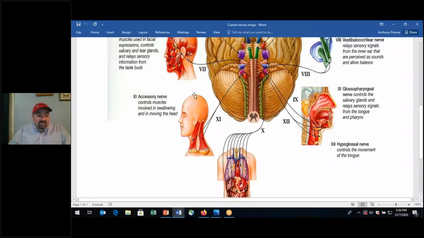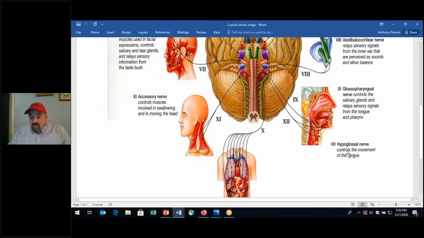Cranial nerve number 11, the accessory nerve, aka the spinal accessory nerve. It's going to control the sternocleidomastoid and the trapezius muscle, okay? It's just a motor nerve that also controls muscles involved in swallowing and moving the head. So sternocleidomastoid would be rotation and flexion, and then the trapezius would be for elevation of the shoulders, also working with the levator scapulae.